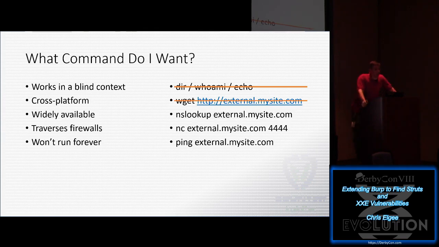I want it to be widely available. NSLOOKUP is great, but if you're in a bare Docker instance that just has Apache in it, thank you, Daniel Pendolino, you may or may not have NSLOOKUP there, right? That's an additional package that's not necessarily there. I do like it though, because Windows is going to use it, and most Linux distros will use it. I also wanted to go over firewalls, so funky ports are kind of out. I also don't want it to run forever, because this is on a client server, and if I'm testing a bunch, I don't want to leave 1,000 running ping processes.